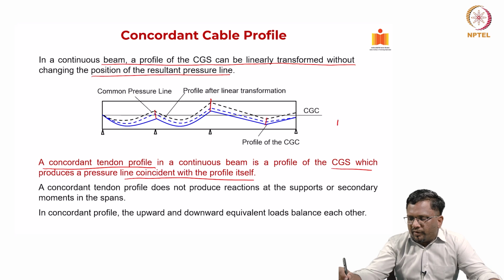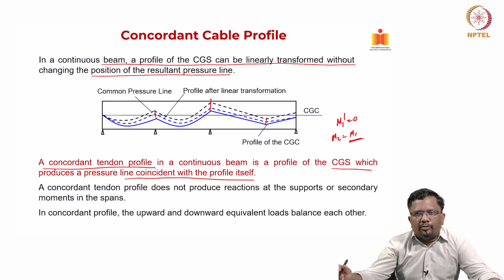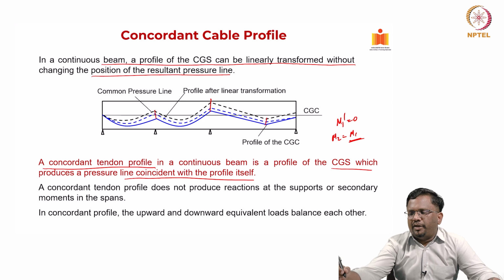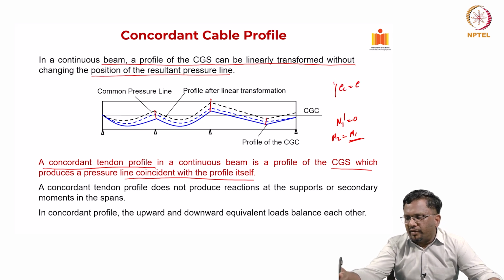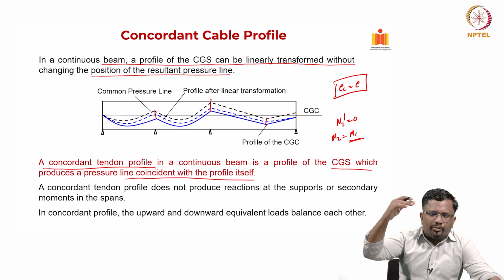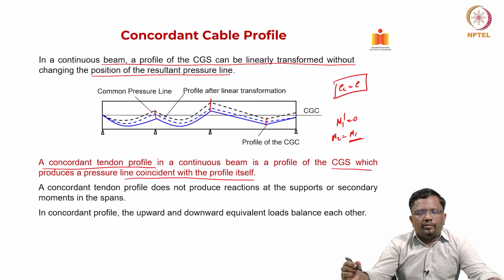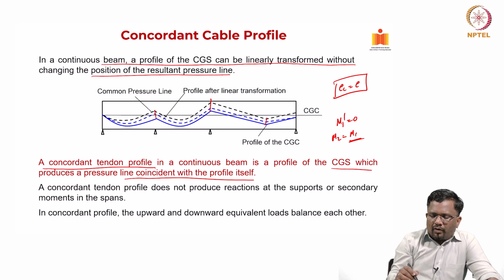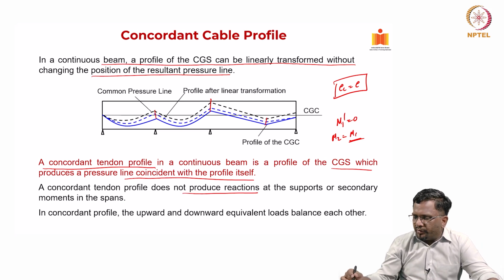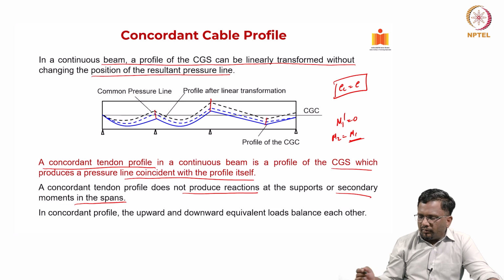In a concordant cable profile, M1 prime will be 0. So, that means M2 will be equal to M1 itself, because you are not creating any secondary moments. When I divide the moment diagram by the pre-stressing force, you will get exactly EC, let us say, equal to the eccentricity of the profile. EC is the location of your compression line and E is the eccentricity of the strand. So, EC will be equal to E for a cable profile that is concordant. Okay. So, a concordant profile does not produce any reactions at the supports or secondary moments in the spans, right.